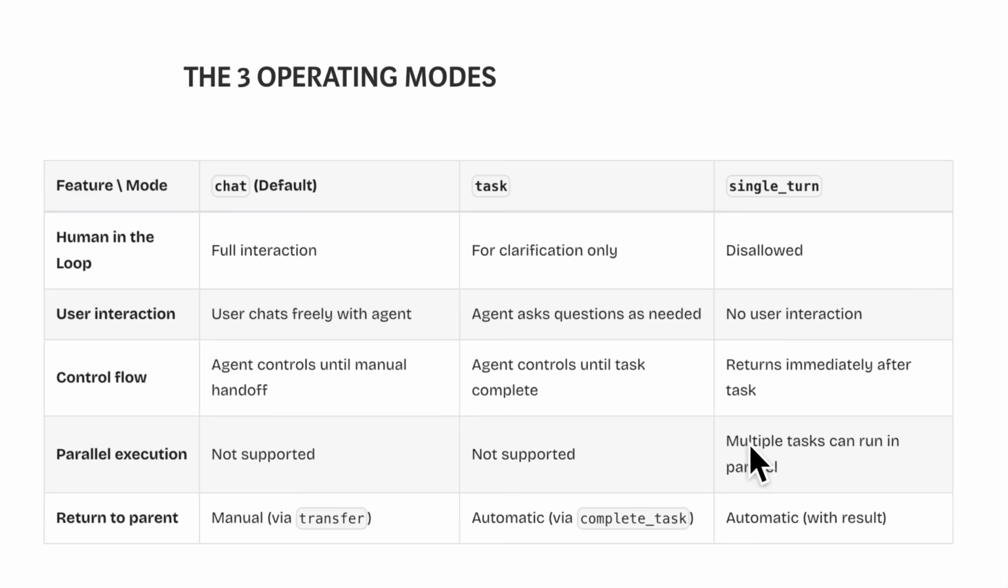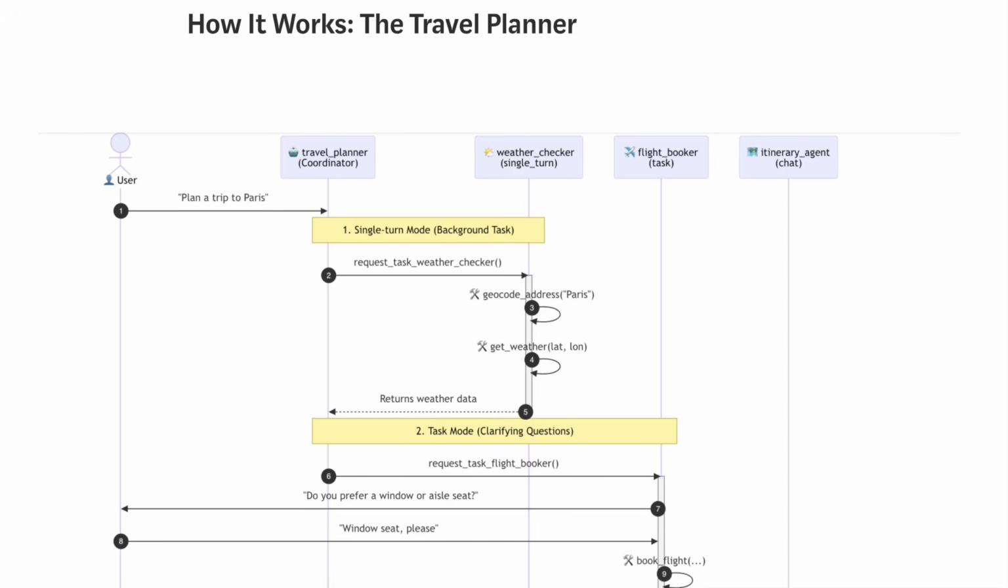The good thing is that multiple tasks can run in parallel, and the return to the parent is automatic with the result of the task. Now let's look at how this works with the travel planner.